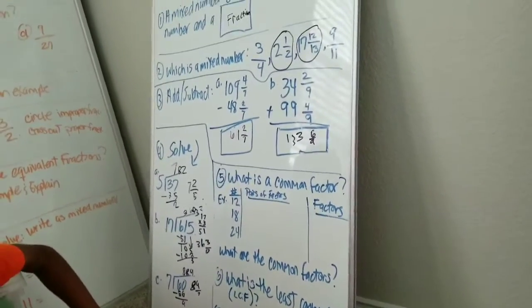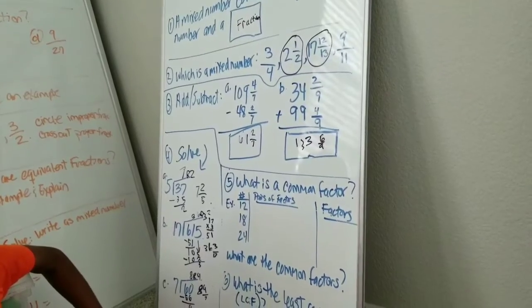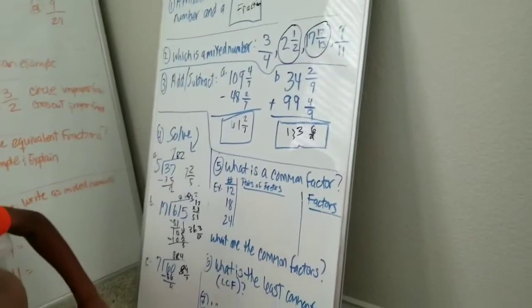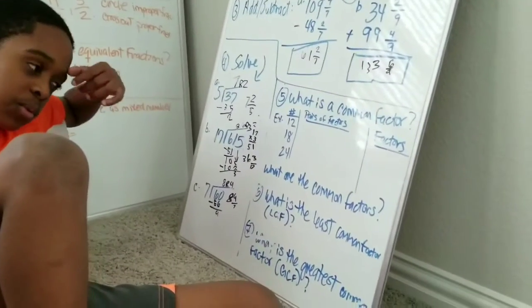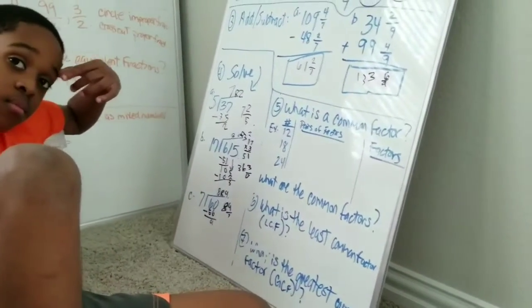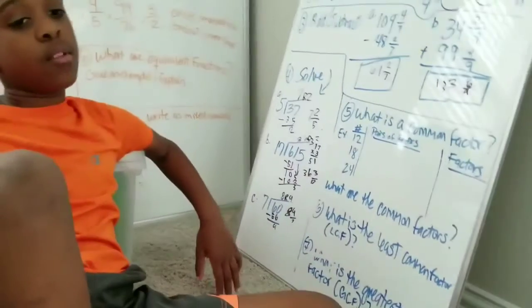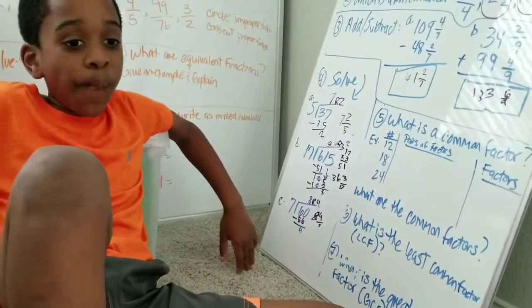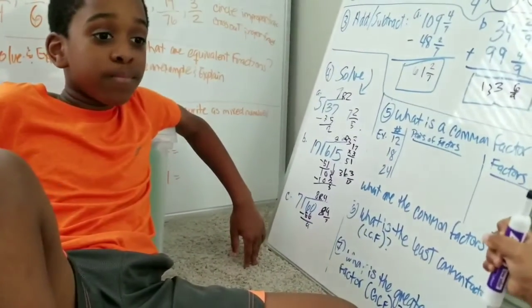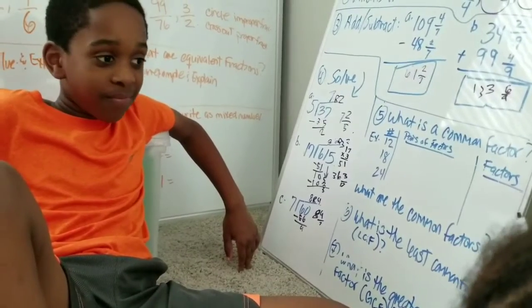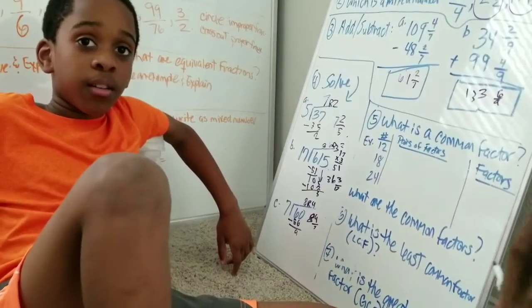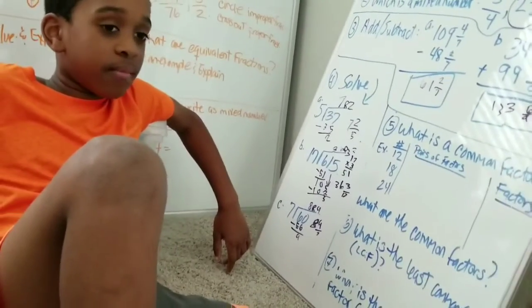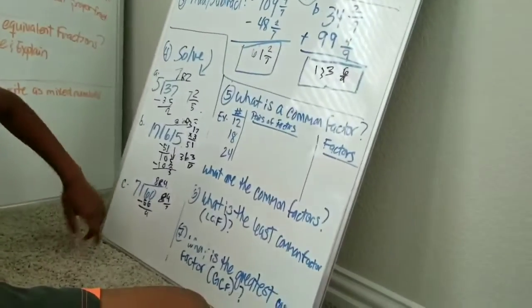Common factor, least common factor, greatest common factor. We talked about it earlier. Remember when you were reducing it and you were like, oh yeah, I have to reduce it to the lowest terms. And in order to reduce it to the lowest terms, you have to find common factors. So what does common factor mean? A number that can go into another number. Okay, so I want you to look at number 5.